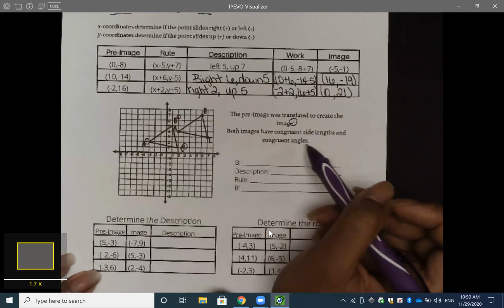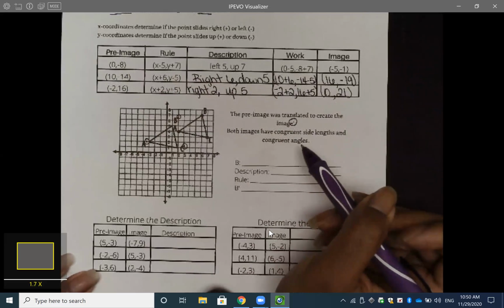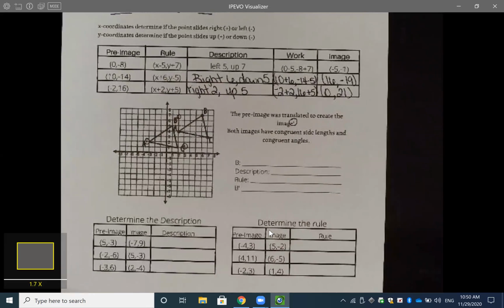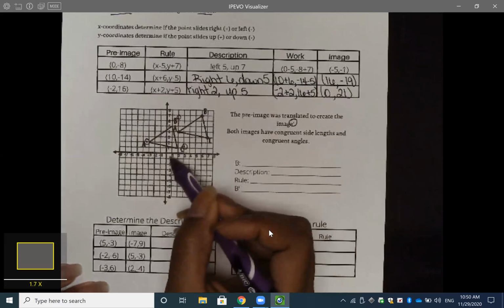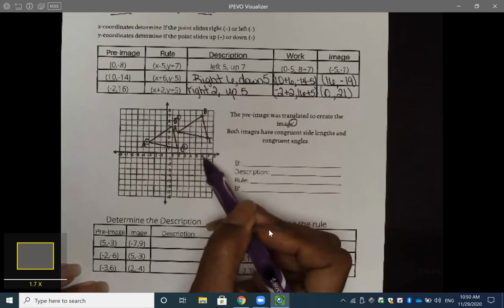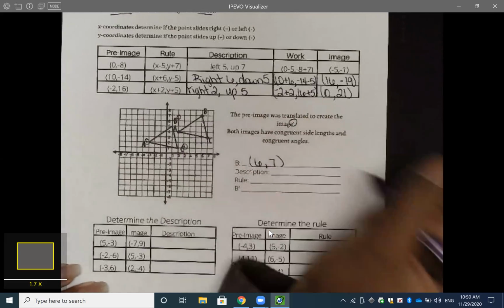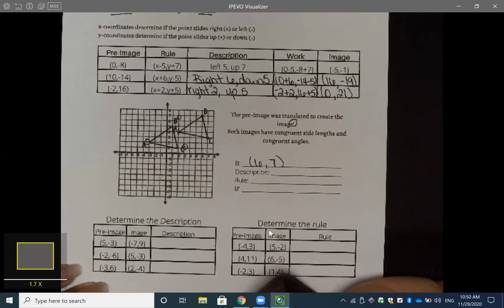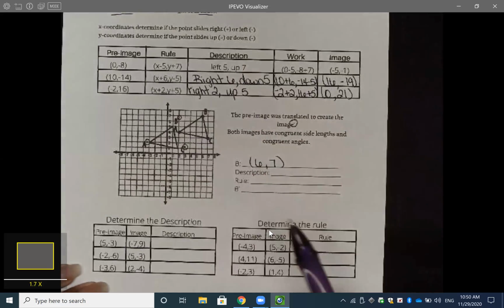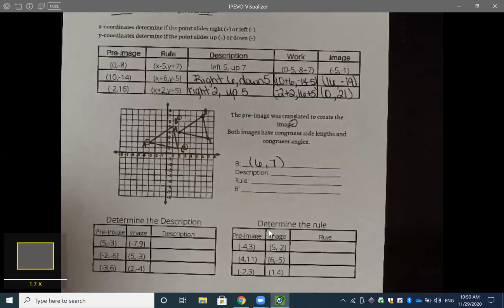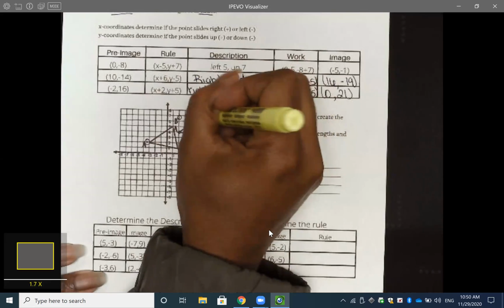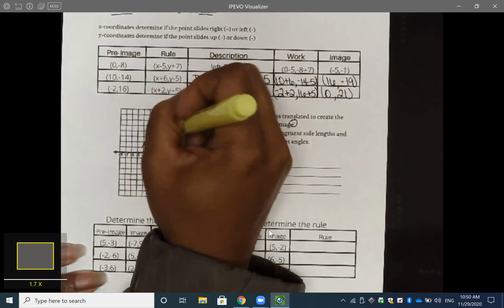So it says both images have congruent side lengths and congruent angles. Since it is a translation, the side lengths and the angles are exactly the same. So B, our B was originally at, I went over to 6 and up to 7. And that's how I got my B, 6, 7. Okay. Now my description means describe how I'm moving. So I'm just going to use the B. I could have used both of the A's or both of the C's, but I'm going to use both of the B's because they're right here on top.